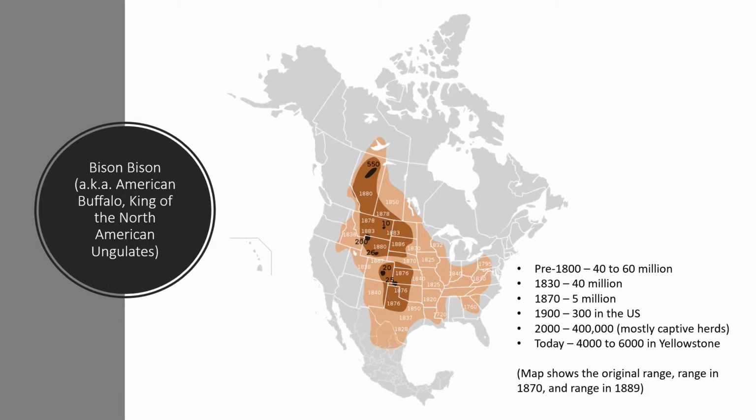Yellowstone is one of the few places. This map is showing the extent of bison populations in 1870 and the original range of bison. Then in 1870, how their range had contracted, and then in 1889, you just have these pockets of free-ranging bison, and one of those pockets is at Yellowstone National Park.